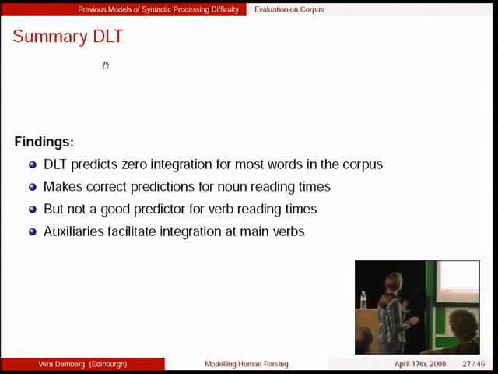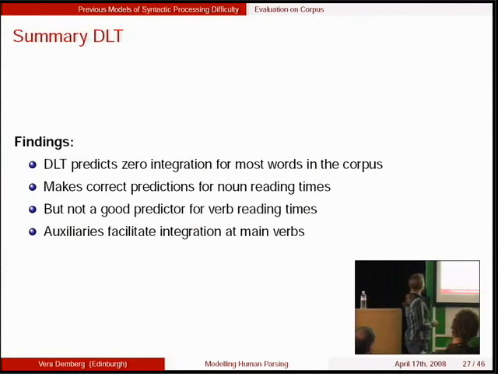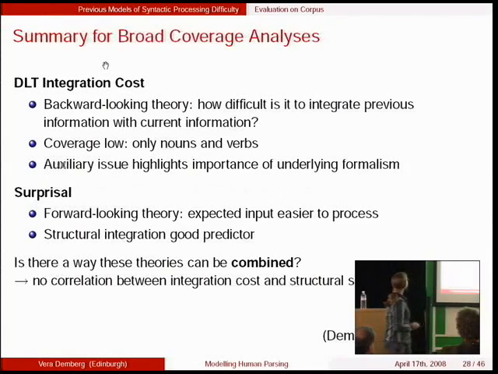So, but I want to conclude for DLT for the moment. So the findings were that DLT predicts zero integration for most of the corpus. So this theory, which has been developed based on the experimental data, didn't provide a lot of coverage for real problems when using this on a corpus. It did make the correct predictions for nouns, but not for verbs. And there's maybe some stuff that we want to look at in more detail.